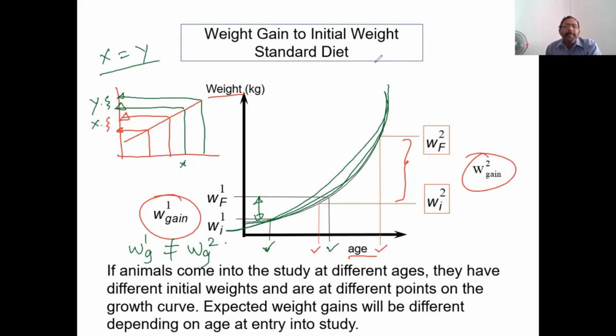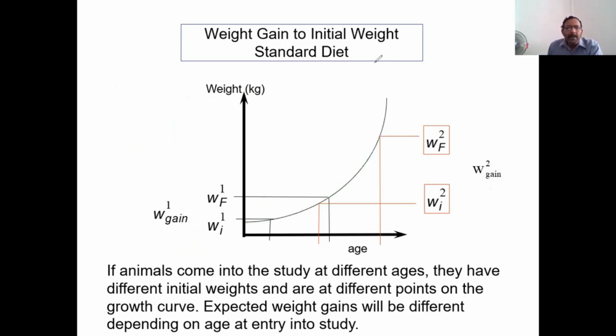Therefore, this is a problem. This is the situation. So you can read the weights at different points on the growth curve. Expected weight gains will be different depending on the age of entry of these animals to the study. Depending on the age of entry of the animal to the study, the weight gain will be different.